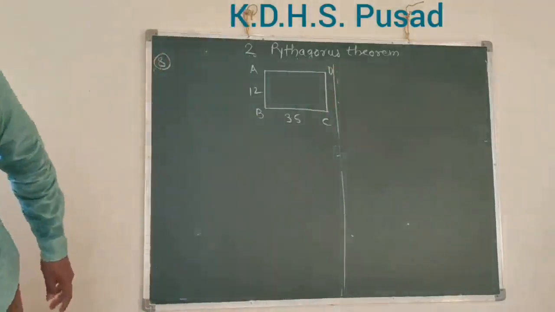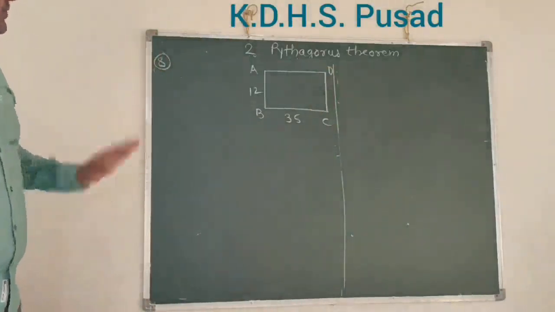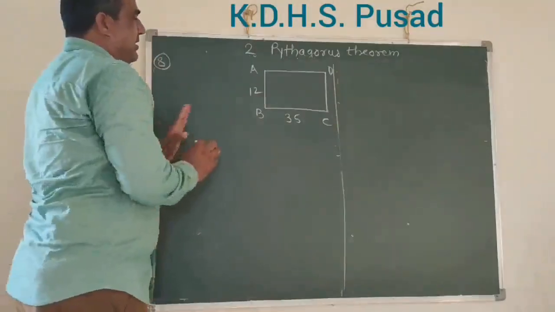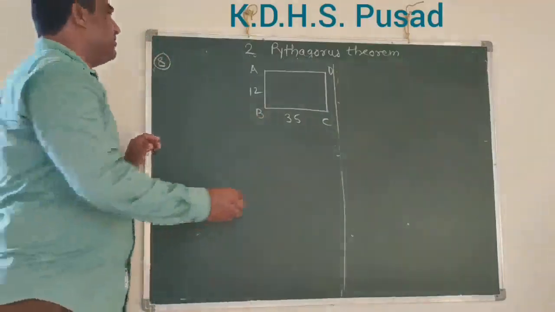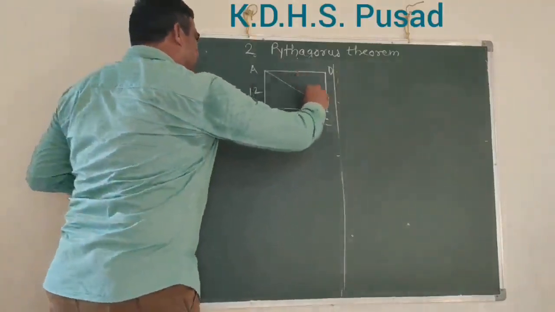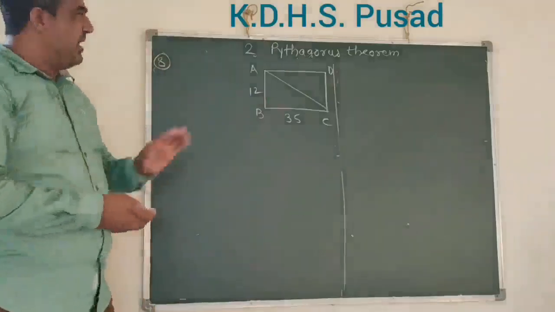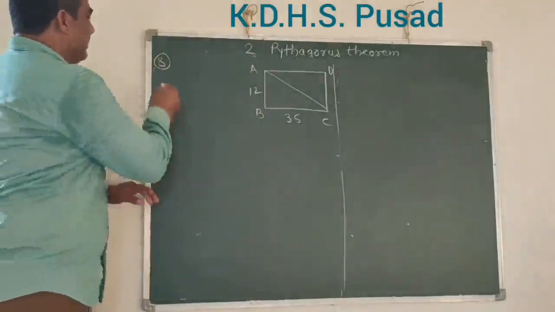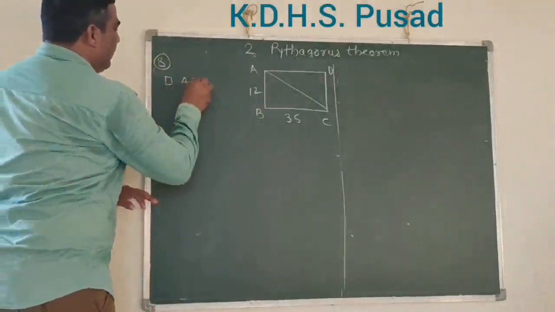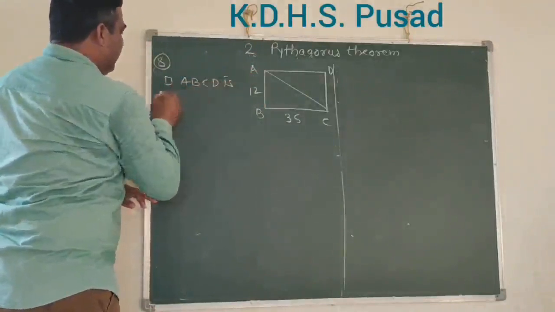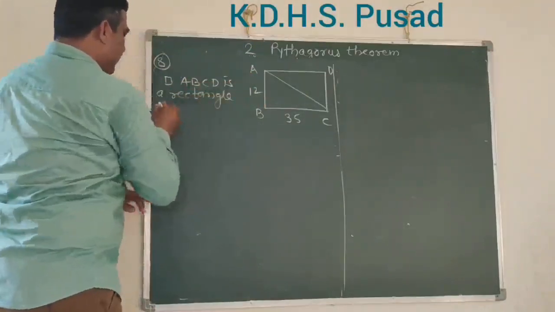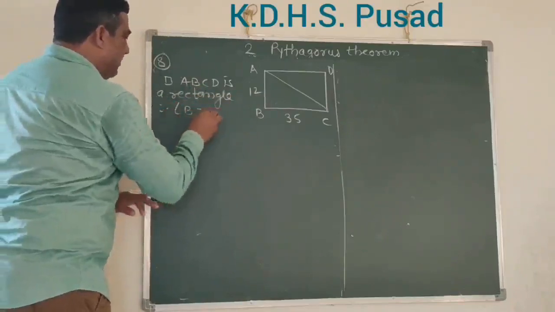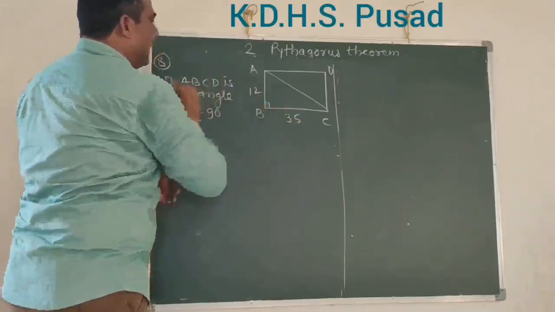Here I am not taking the complete proof. Here this value is given to you. The question is find the length of diagonal. So if I draw this diagonal, as quadrilateral ABCD is a rectangle, therefore angle B equal to 90 degree. This angle is right angle.